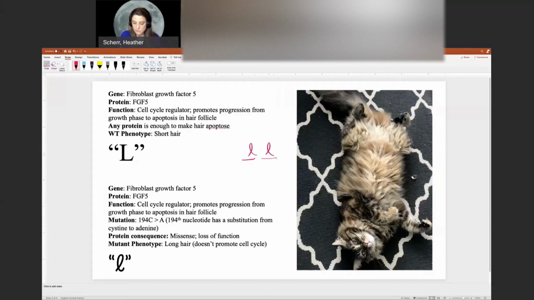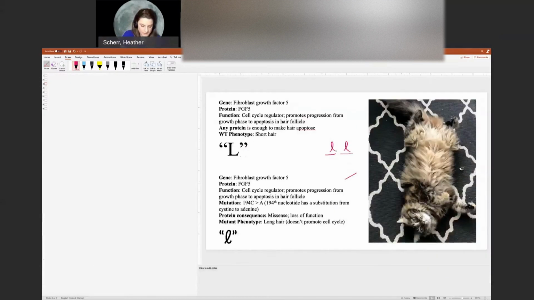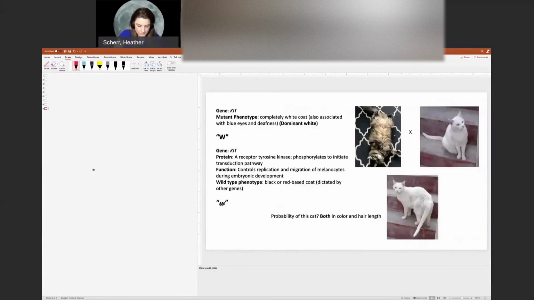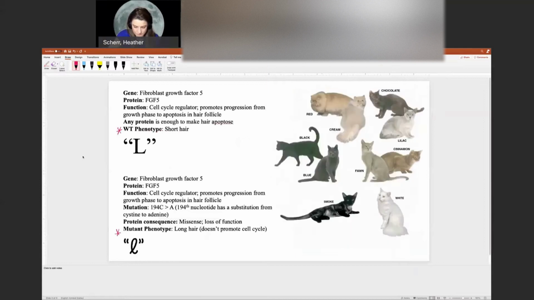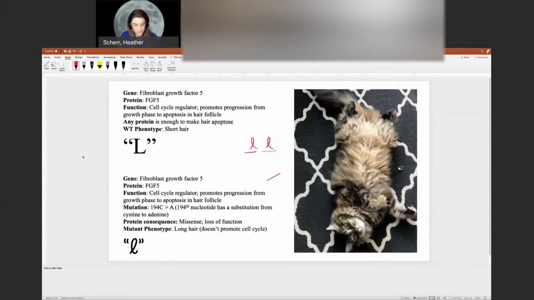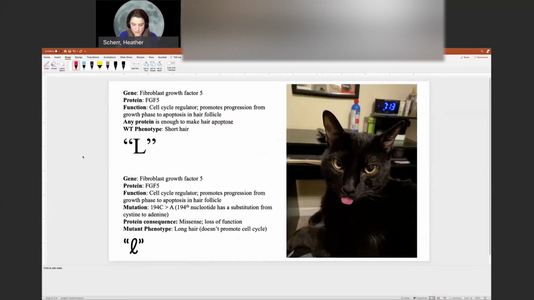So 2 little L's mean it has no functional protein for cell death, which means the hair grows long. And indeed, that appears to be a long-haired cat to me. Okay. Yep. So little L. Great. And what about this cat?